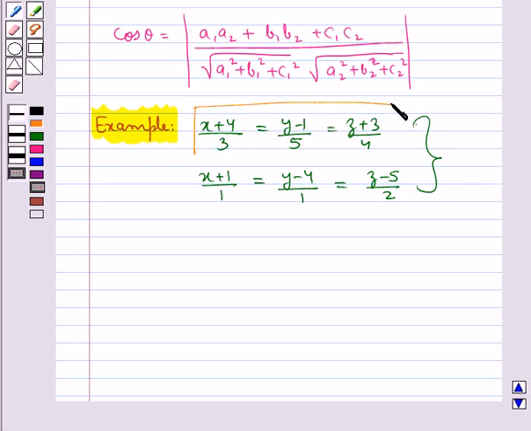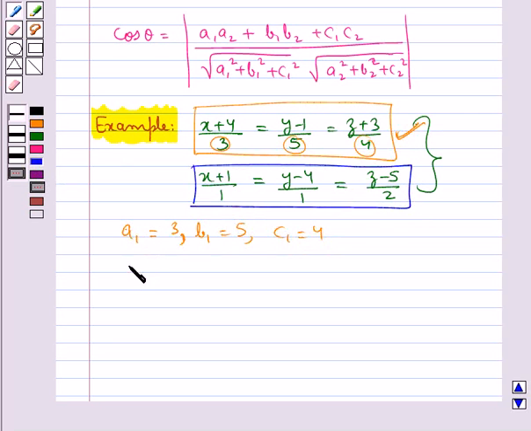From the first equation of line, we have A1 equal to 3, B1 equal to 5, C1 equal to 4. That is, these are the direction ratios of this line. Then, from the second equation of line, we have A2 equal to 1, B2 equal to 1 and C2 equal to 2. That is, the direction ratios of the second line.